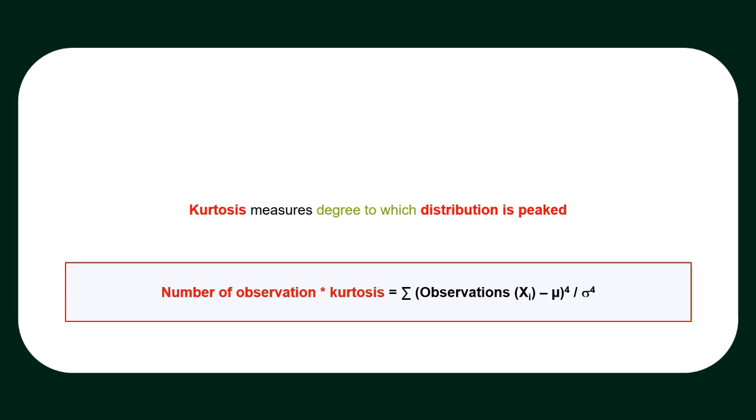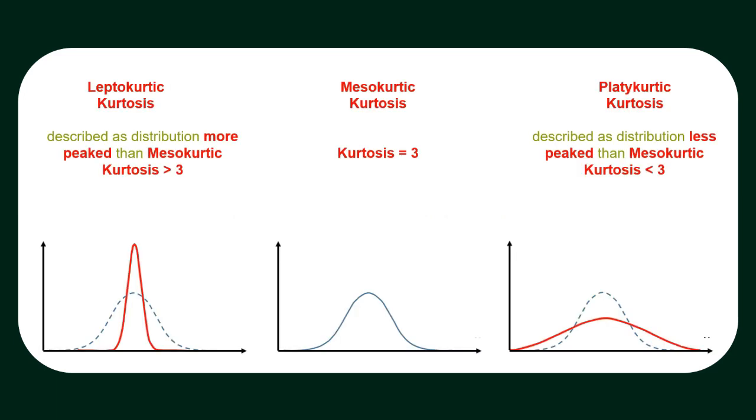After understanding skewness, we will discuss kurtosis, which measures degree to which distribution is peaked. The key point to note in the formula for kurtosis is the fourth power, which implies it is always positive. Kurtosis is of three types and compared against value of 3. First is mesokurtic, for which kurtosis is equal to 3.